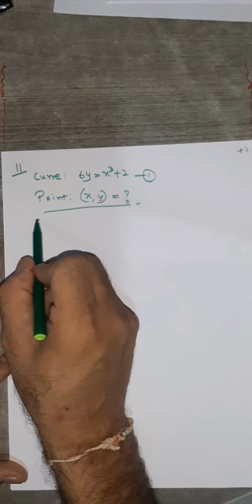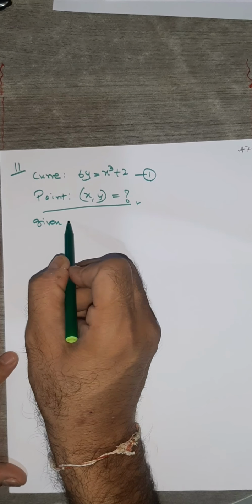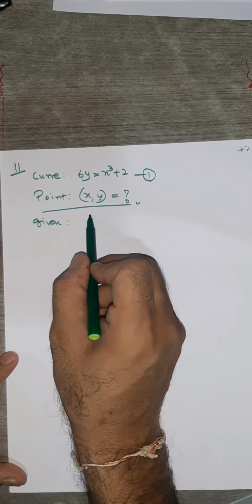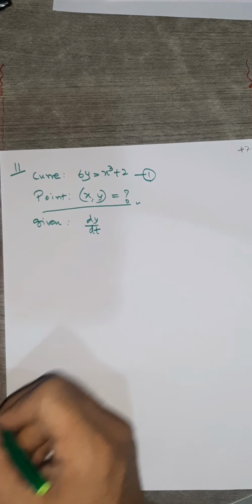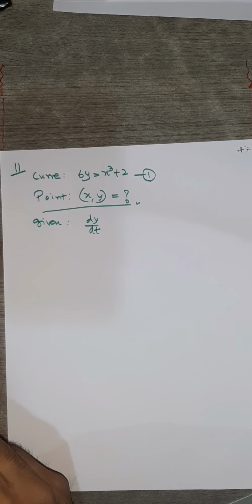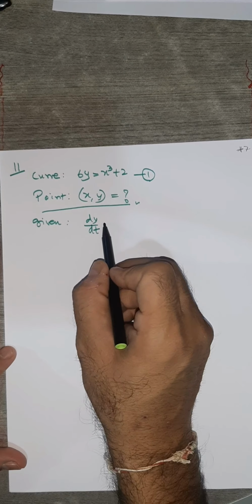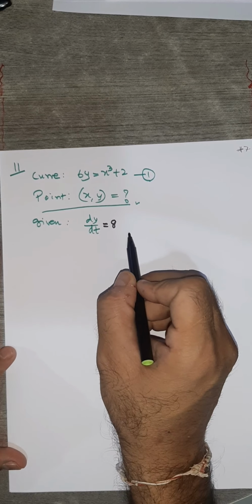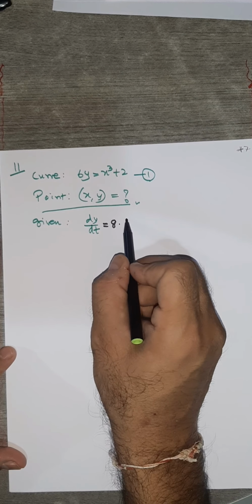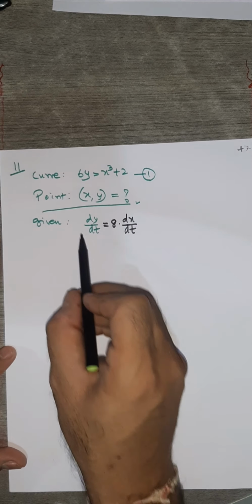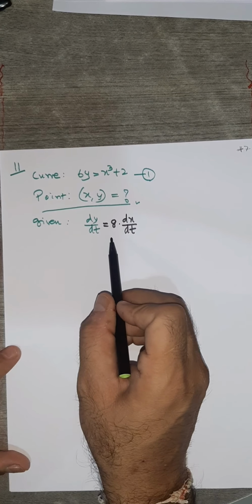Find the points on the curve at which, under this condition, what's given to you? Given that y coordinate is changing, change in the y coordinate, that is dy by dt, 8 times as fast as the x coordinate, that is change in the x coordinate. This is given to us. Fine. This is given in the data.